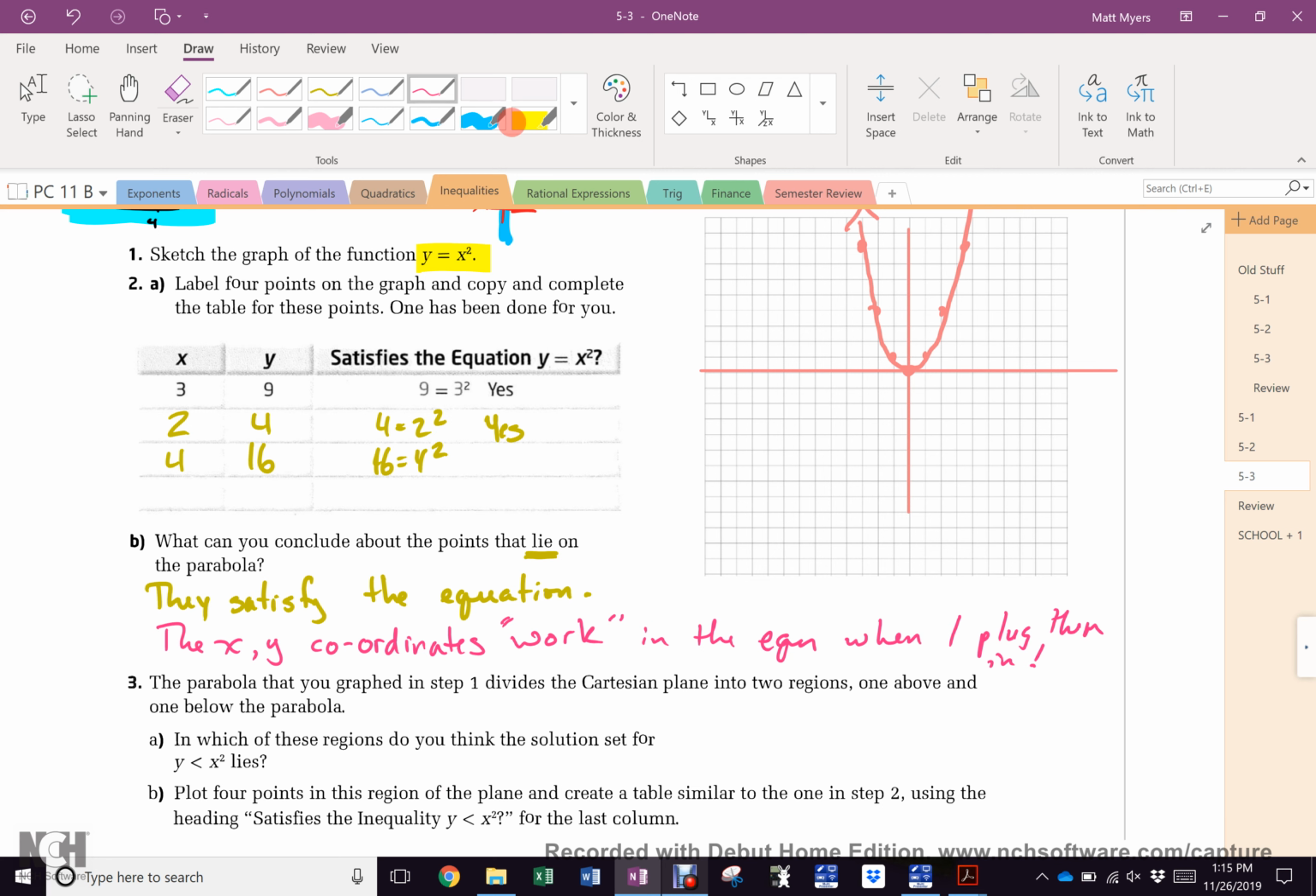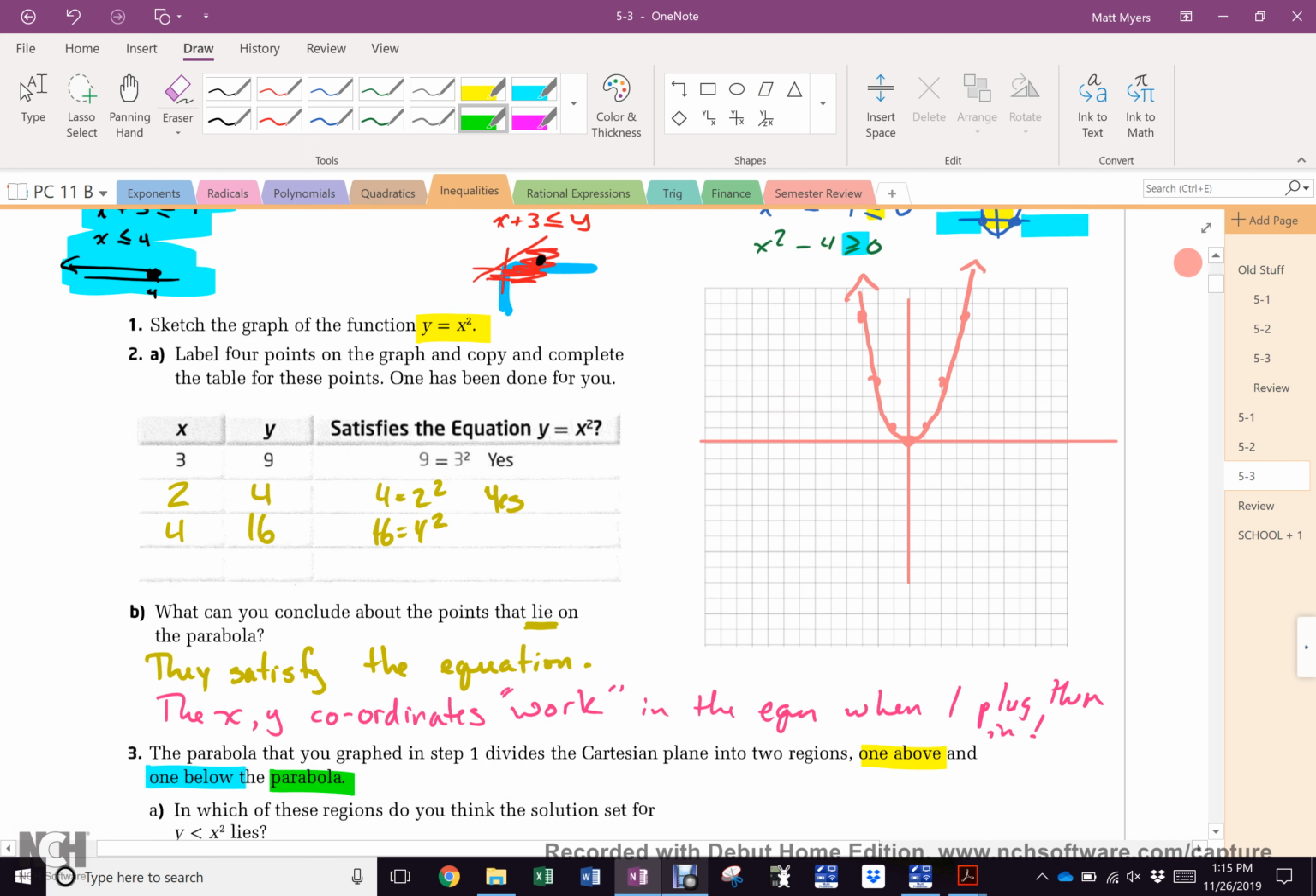this parabola has divided us into above and below the parabola. I'm going to highlight that word too. All right. So on this graph that you have right there, now you guys don't have the colors that I have, but you're going to imagine it. Where would you say is the region that is above the parabola? And this is kind of weird because the nomenclature seems odd.